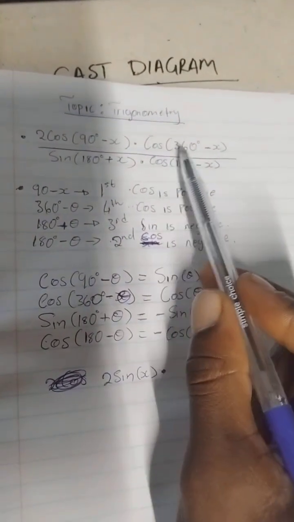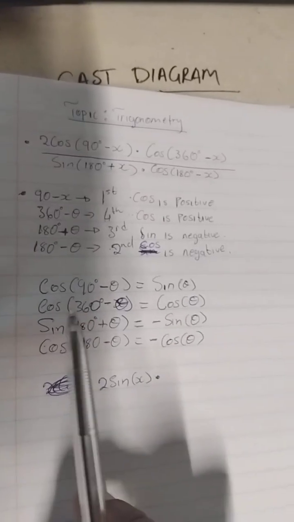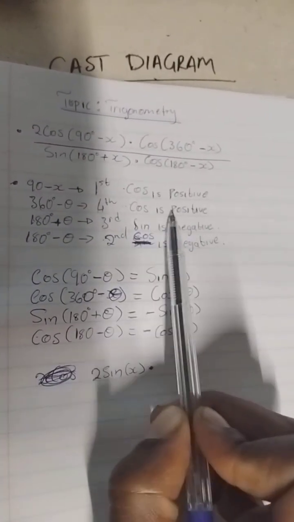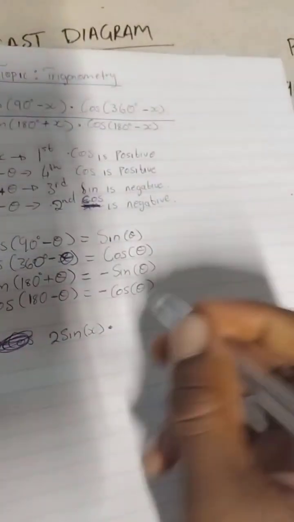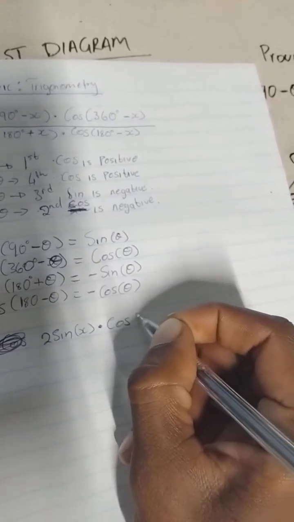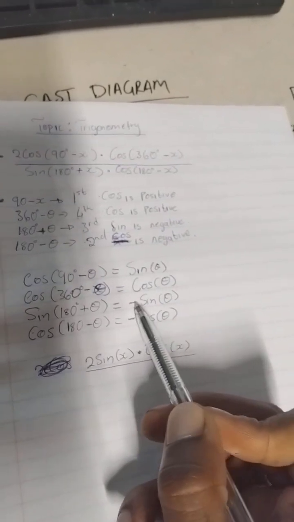So I'm going to have cos 360 minus theta multiplied by cos 360 minus theta. I'm looking at the list. Okay, 360 minus theta is going to be cos theta, because on the fourth quadrant, cos is positive. So obviously I'm going to have cos x. Okay, I'm done with the 2. I'm going to have all that divided by sine 180 plus theta.